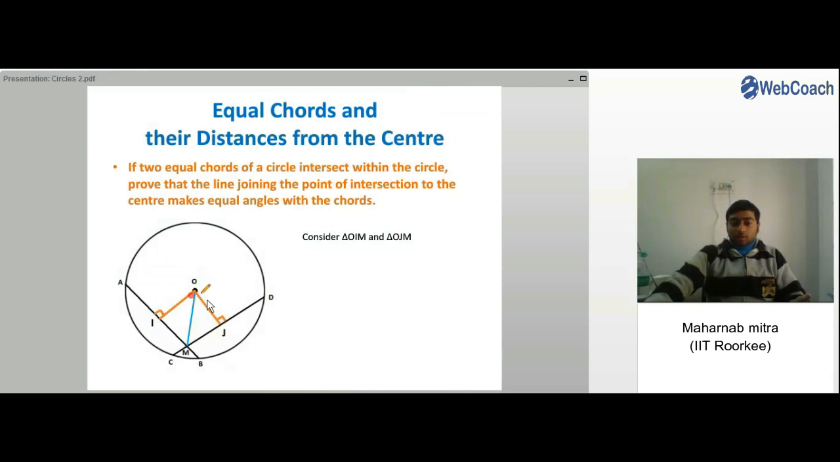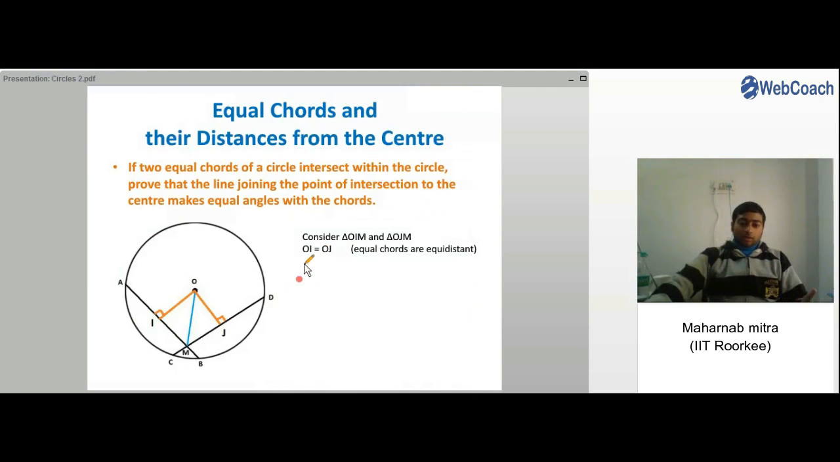So what we do is draw simple constructions, OI and OJ. OI is perpendicular to AB, OJ is perpendicular to CD, right? We have made these constructions. Now consider the two smaller triangles OIM and OJM, so that we can include these angles in our calculations.